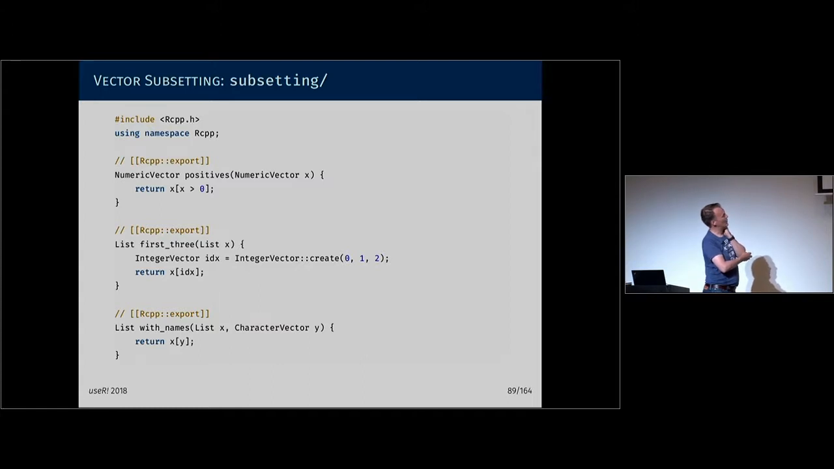We also allow for an integer vector as index vectors. So the middle example just returns elements 0, 1, and 2 because we construct an indexing vector with those numbers. And it, of course, could be non-contiguous in any way we want. It just picks up those indices. And likewise, if we have something that has names, as a list often does, then you can also index by a character vector.